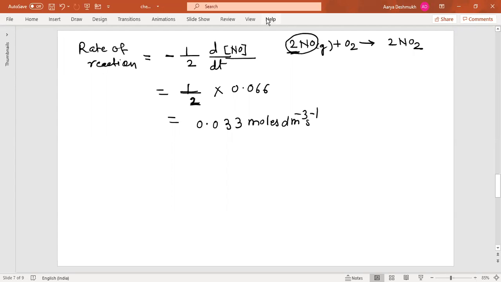Now, this is about how you will go about solving the problem. We'll be solving more problems based on this. I just wanted to share how you can calculate the average rate of the reaction and how you can calculate the instantaneous rate of reaction from the given data.